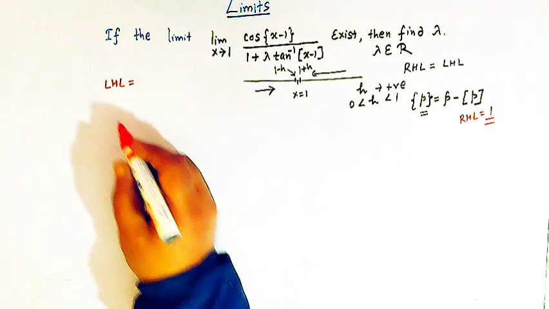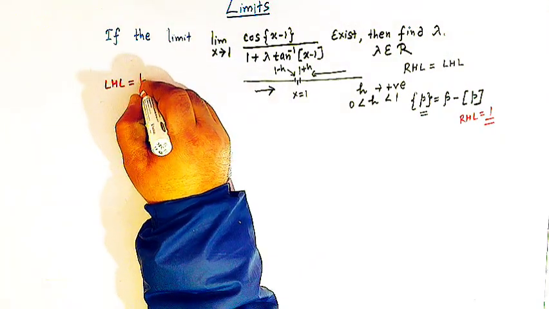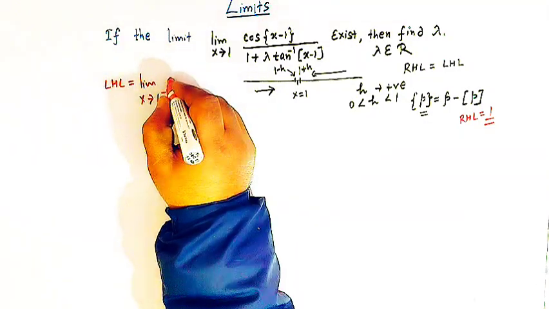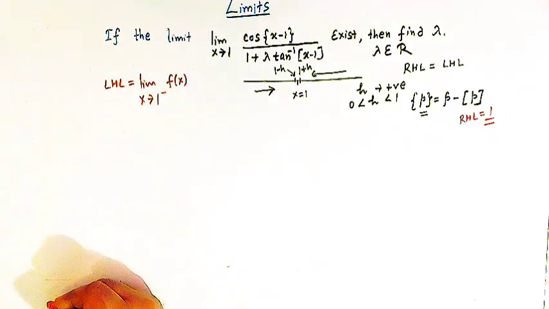Now let us find out the left hand limit. The notation for the left hand limit is the limit as x tends to 1 negative of f of x.